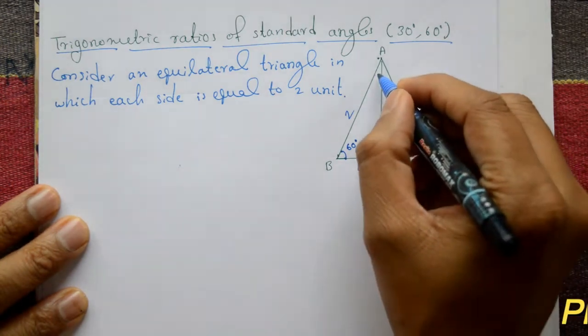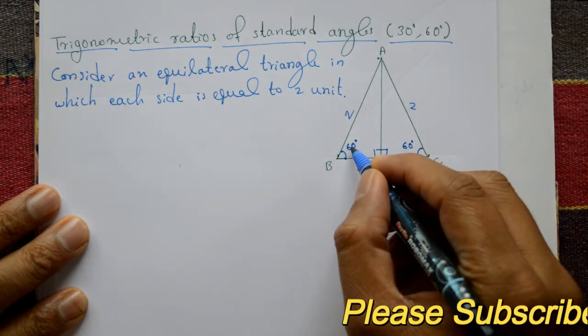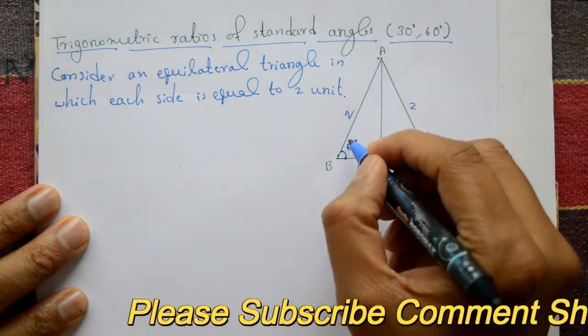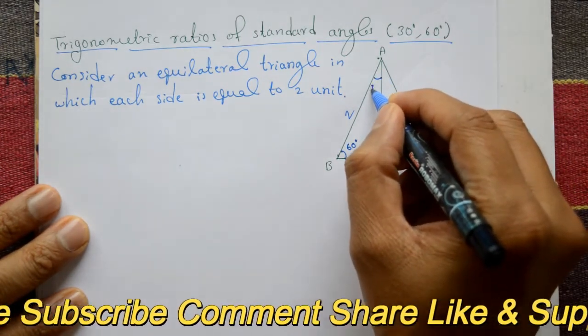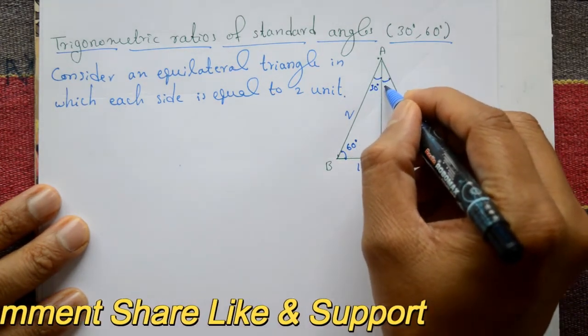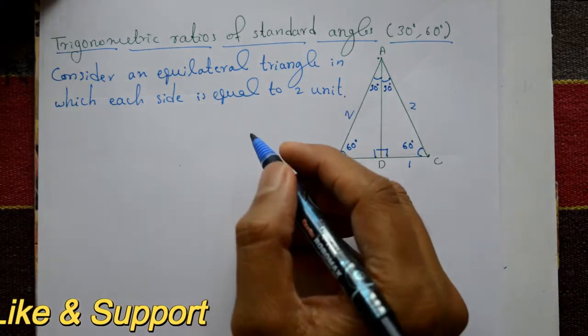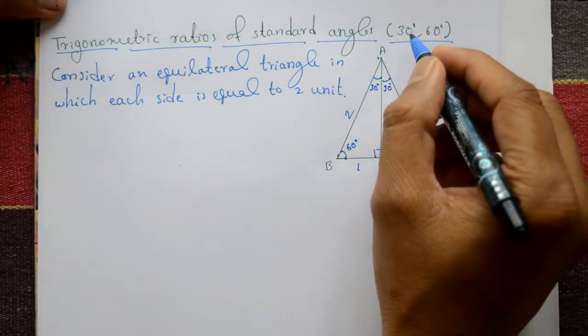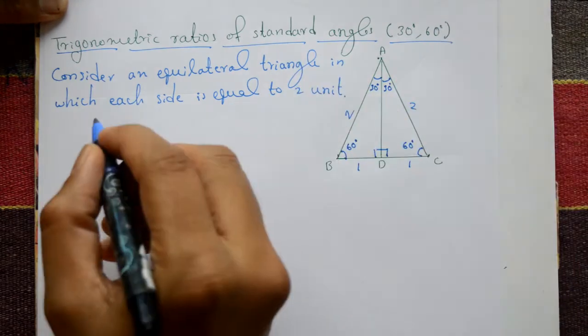Now this is 90 and 60, that is 150. The total of a triangle is 180, which means the remaining angle is 30 degree. This is 30 degree. Now first we find the ratios for 60 degree.